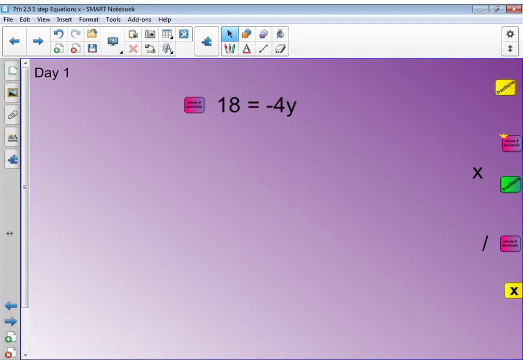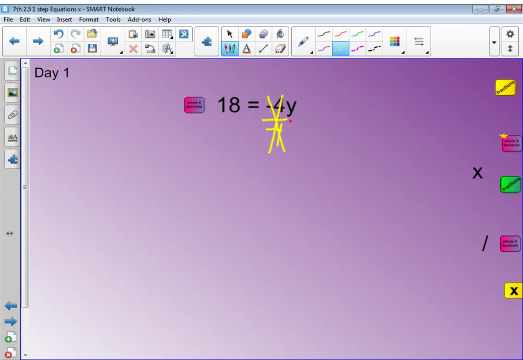Okay, so here's another one. We have 18 equals negative 4y. You're not always going to get whole number answers. In this case, just to give you a heads up, we will not get a whole number answer. So we're going to work to either change it to a decimal or change it to a mixed number. Right now I have negative 4 times y. To get rid of that negative 4 away from the y, I'm going to divide by negative 4.